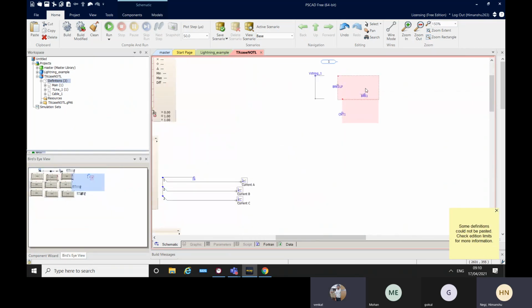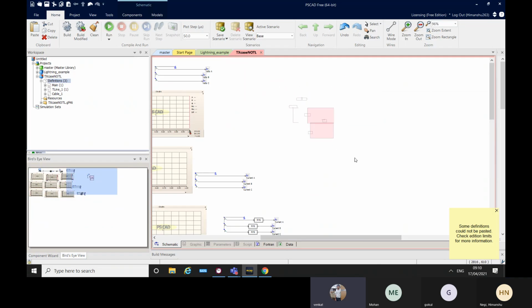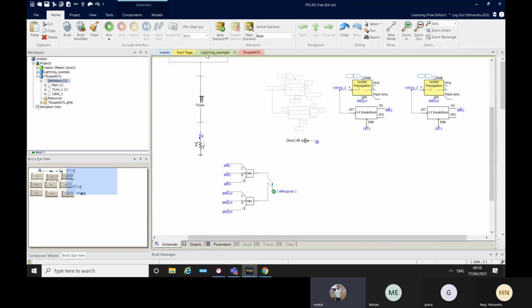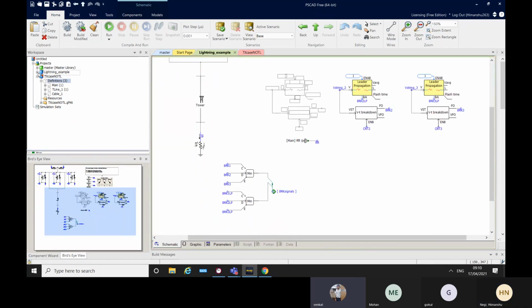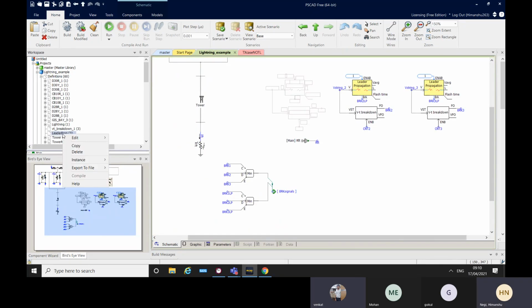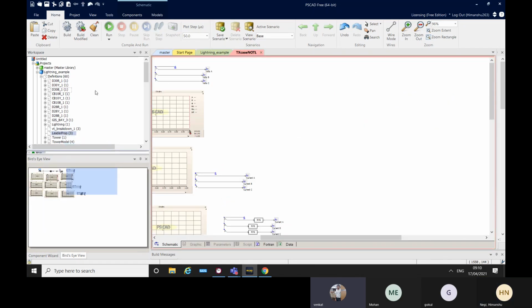What happens is you are not copying the library completely. That is why it happens like that. In PSCAD, we have to completely select the library file of the particular module, like we have done here. Just go into the lightning example, the lightning prop we did. Right click on that and copy, then go inside another example and paste with the dependence.